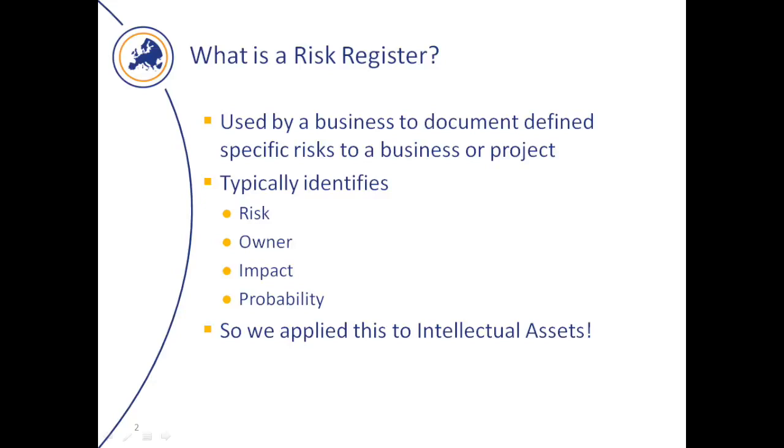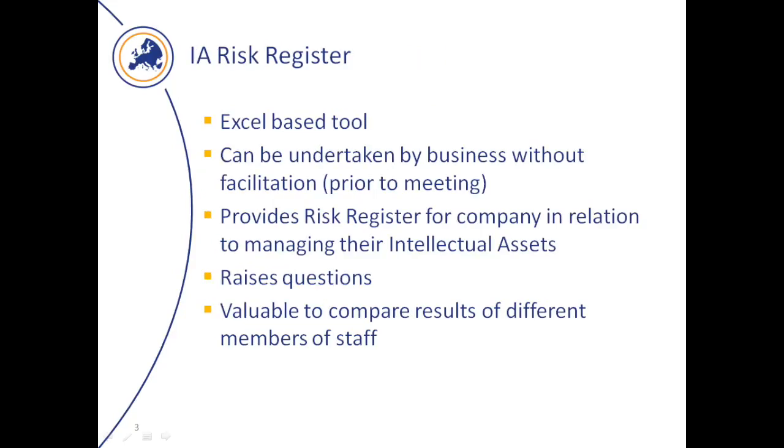And the purpose of this tool is to apply the parameters of a risk register to intellectual assets and intellectual property. So at the core of it, what we have is an Excel based tool. It could easily be ported or changed to be used online. The purpose of it being in Excel is that it's fairly simple for you to send to a client or a business. You can use it in a presentation. You don't necessarily need to access the internet, but it could easily be made into a web-based tool.